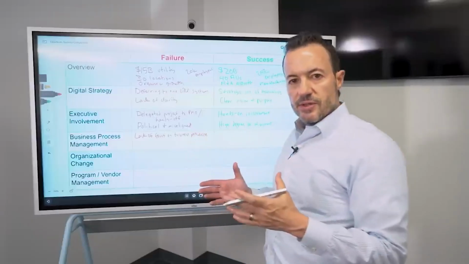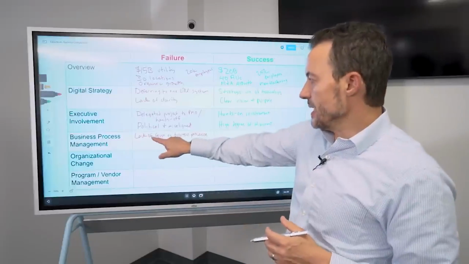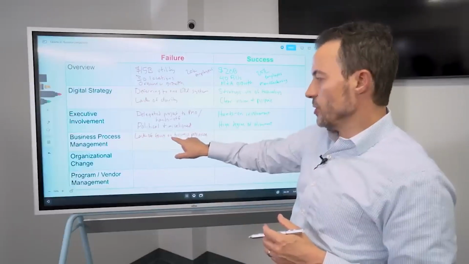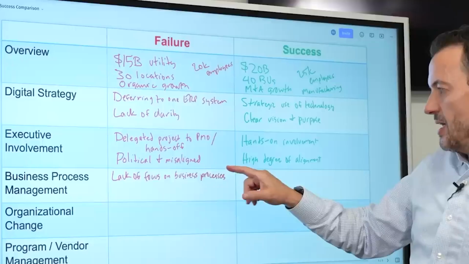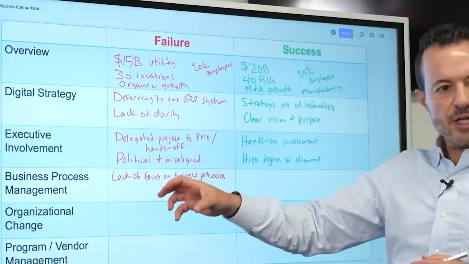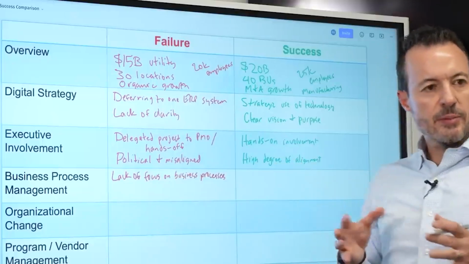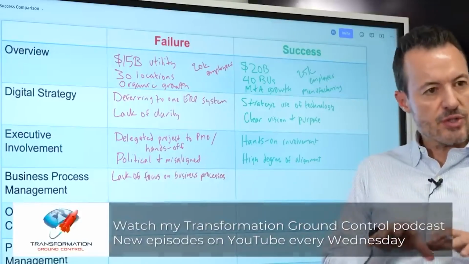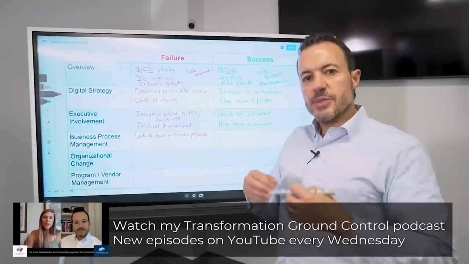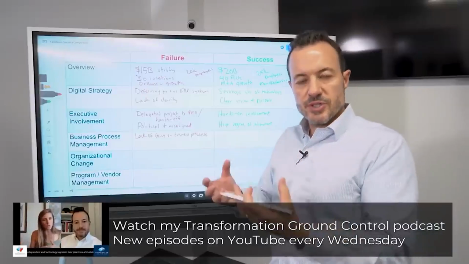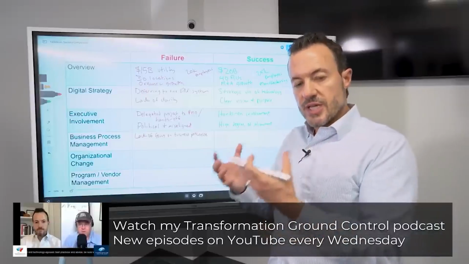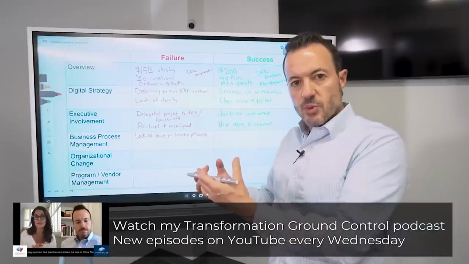And then the other thing that this organization did, which is very related to the fact that they didn't have a focus on their future state business processes, is that they deferred to the technology to tell them or help them decide how to run their business. And I'm not talking about just how to use a system or transactional levels of detail. I'm talking about material business processes and material business workflows. There wasn't a clear sense of what those future state processes were going to be.